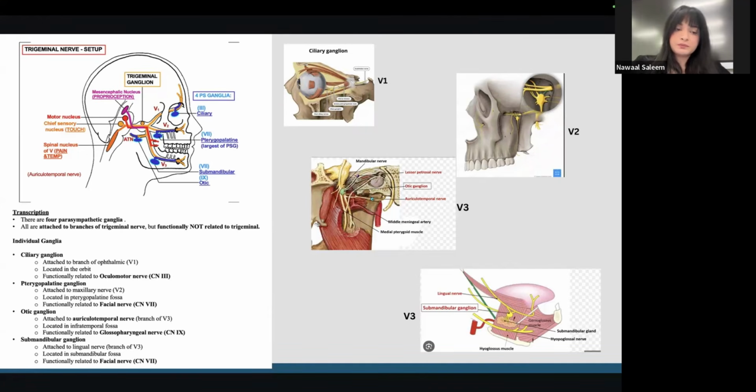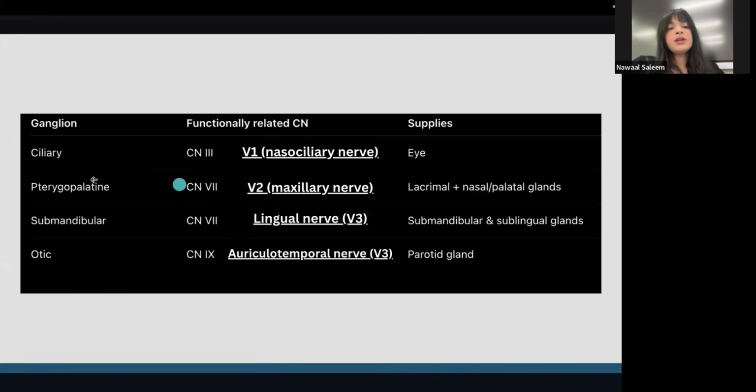cranial nerve number 7. Okay, this is a summary. Ciliary ganglion, functionally related to CN3, pterygopalatine 7, submandibular 7, and otic 9. And then physically in proximity with these nerves, and this is what they supply, so you need to know all of this.